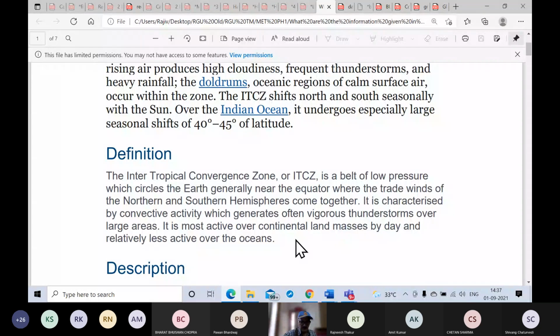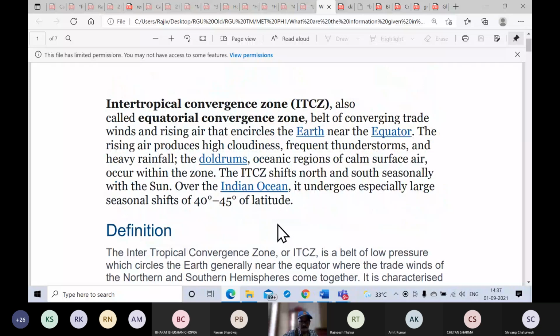There is a lot of activity in this zone, and in this region, the ITCZ, you have perpetual thunderstorms over very large areas. That's just by way of introduction and definition. The characteristics of the ITCZ: high cloudiness, frequent thunderstorms, heavy rainfall.